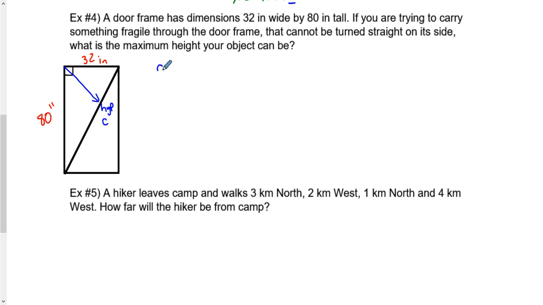So if we have our a squared plus b squared equaling c squared, our a and b is set up perfectly. You don't have to do any further manipulation. We just got to do this. 32 squared plus 80 squared. If you're using 112 as an answer, you are going to get it wrong. It's a squared plus b squared equaling c squared.